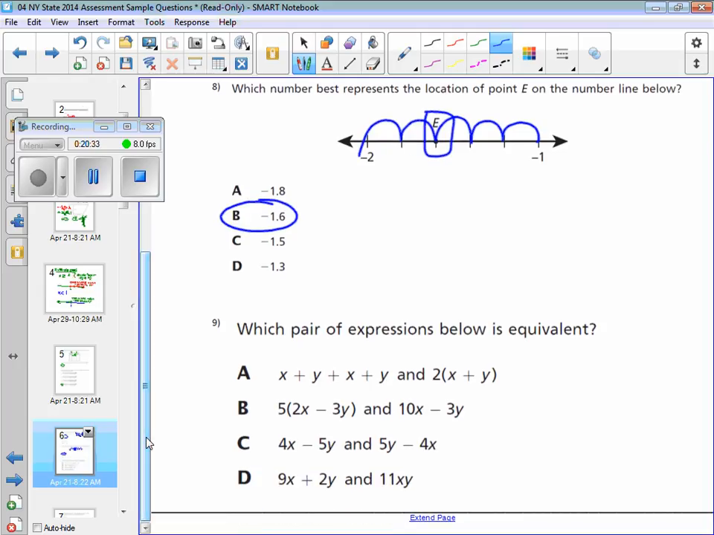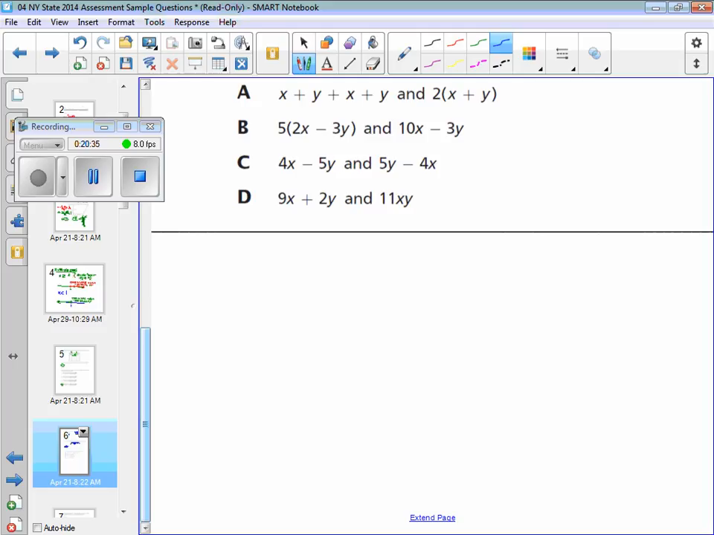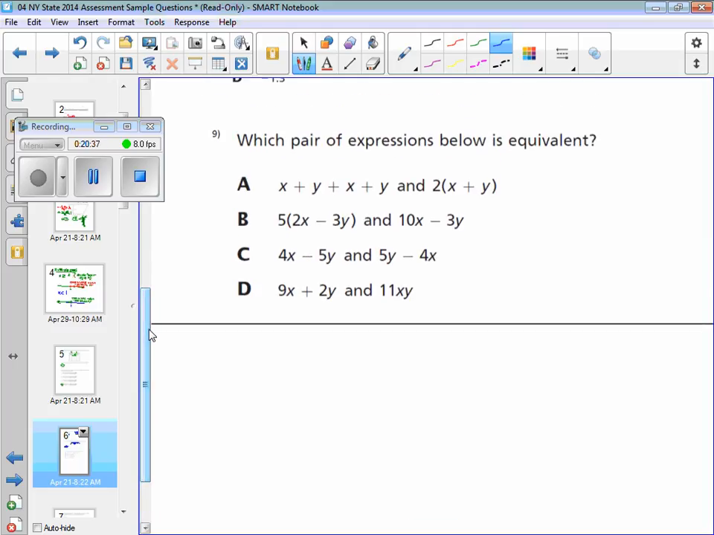Number 9's been interesting. Nobody in period 2 got it right, and everybody got it right in period 3. So let's see how we fall. For number 9, how many have A? How many have B? C? D? Matthew.